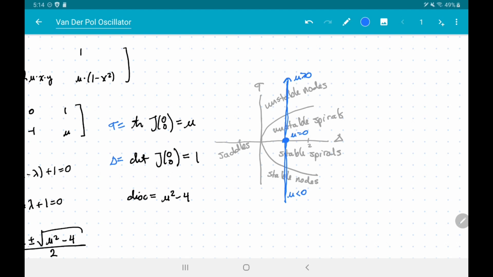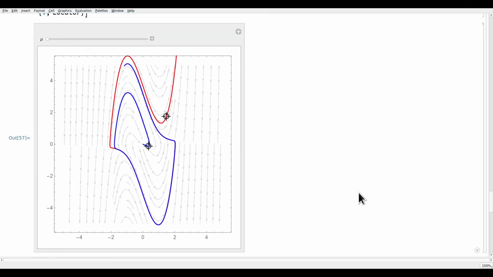Okay, come on, change scenes. There we go. So the gray arrows in the background are a stream plot. So that's the vector field. And then the two crosshairs are starting points for two different trajectories.